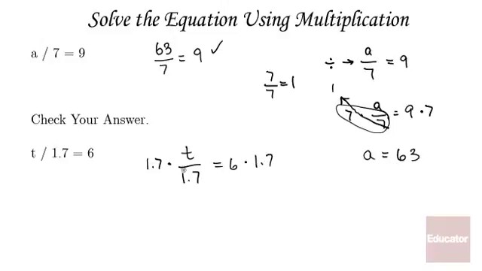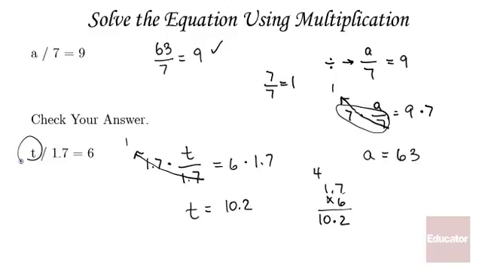The multiplication property of equality. This is going to cancel to 1. 1 times t is just t. Now I have to multiply a decimal. 6 times 7 is 42. 6 times 1 is 6, plus 4 is 10, with 1 decimal place, 10.2. I'm going to go back and check my answer using substitution. In place of the t here, I'm going to use 10.2.